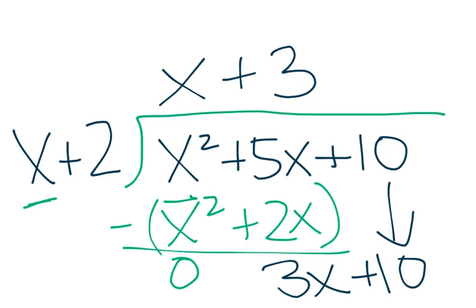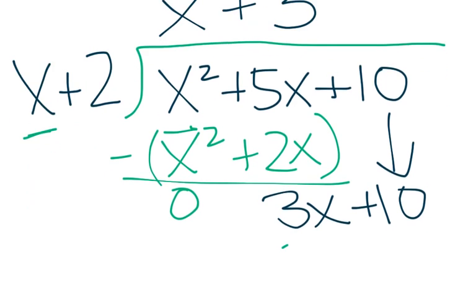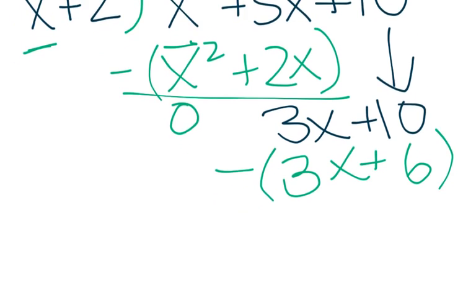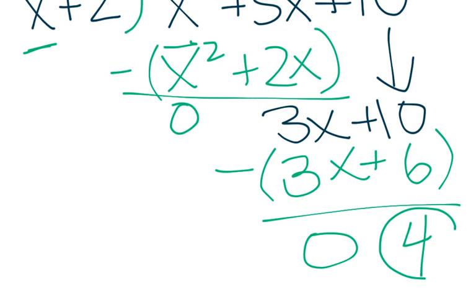So now we're going to multiply 3 times x plus 3 times 2. So 3 times x is 3x, and 3 times 2 is 6. So we're going to subtract this. So we have 3x minus 3x, which is 0, and 10 minus 6, which is 4. So we have this as a remainder because x can't go into 4.